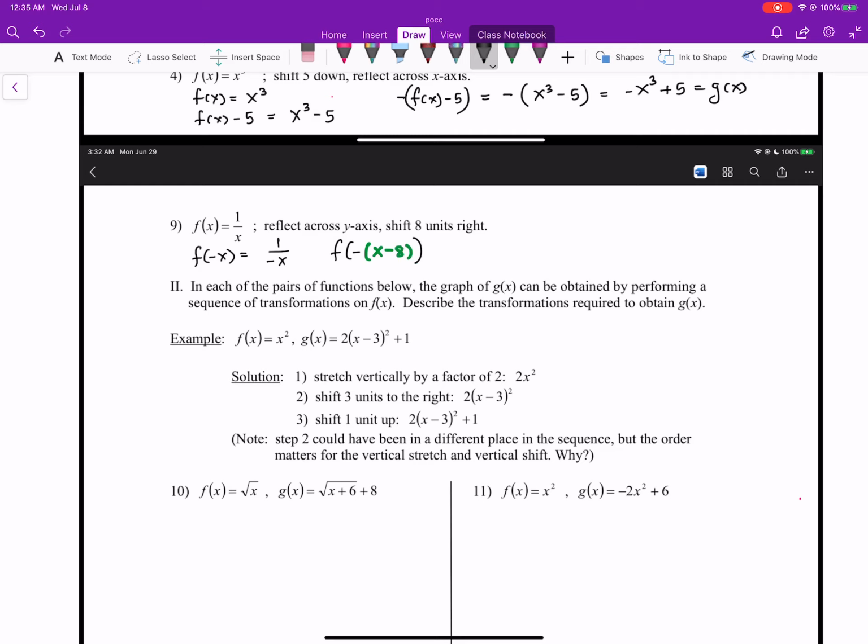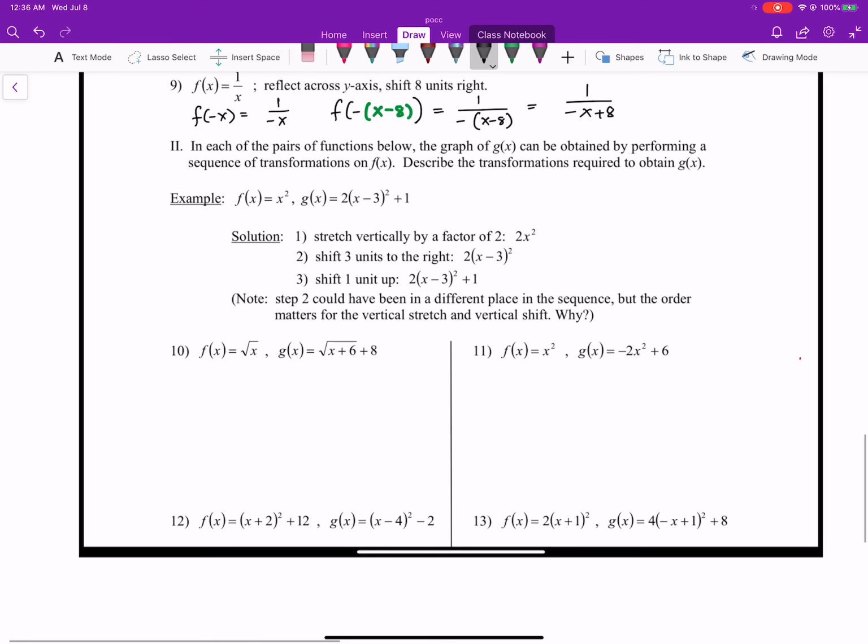All right, so that's what I was talking about. You literally take that x away and you replace it with whatever shift that you're doing, if it's x plus c or x minus c. Okay, and so the next move, this becomes 1 over negative. And so wherever I see an x, I'm going to replace it with x minus 8, which becomes negative x plus 8.